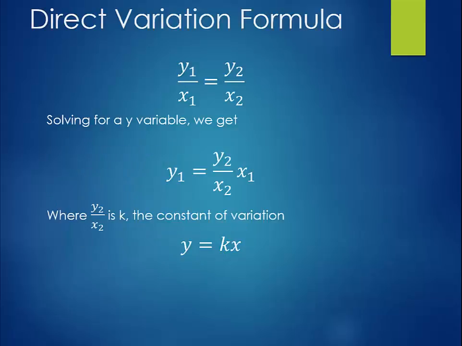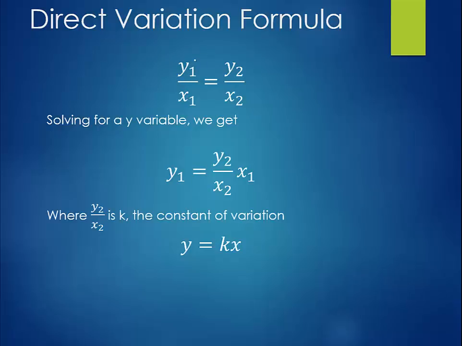Now, with direct variation, we're going to be given the equation y1 over x1 equals y2 over x2. But this is kind of an ugly equation. We don't have a y equals. So let's go ahead and do that. Let's go ahead and solve for this y1.